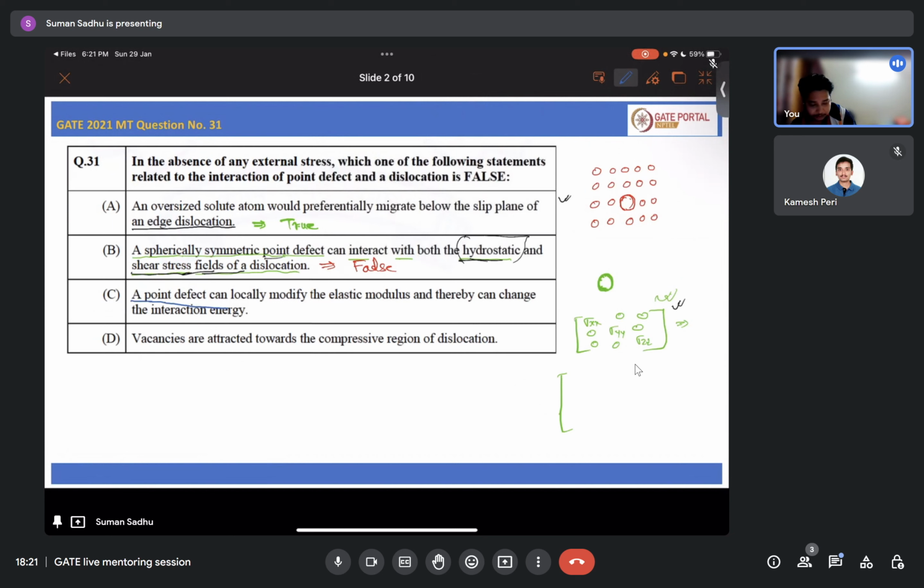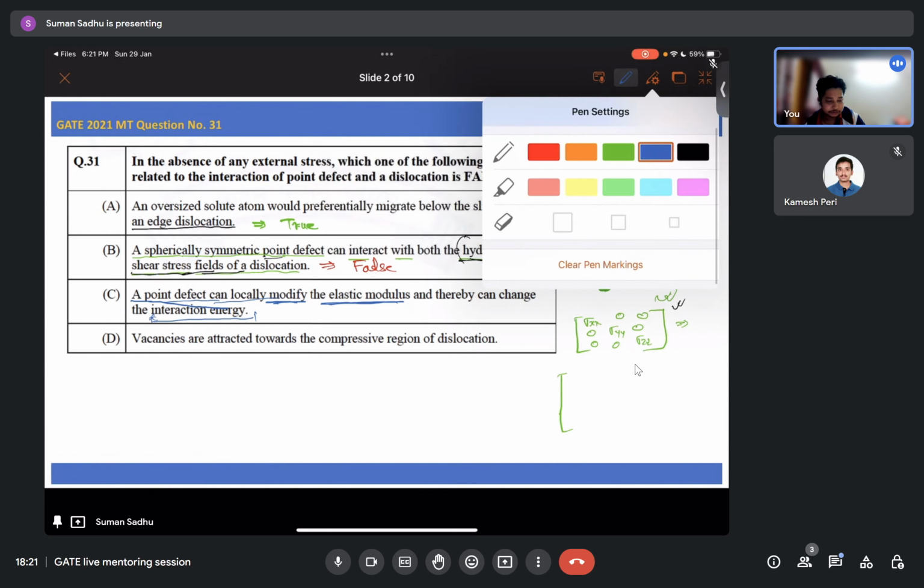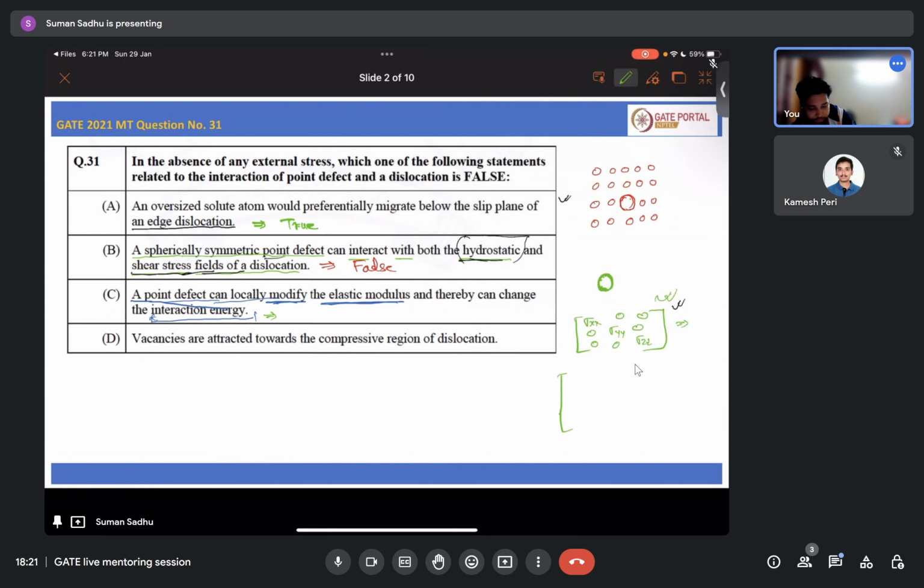Basically, any point defect or any solute atom can locally modify the elastic modulus, and as the elastic modulus is getting modified, the interaction with the dislocations is also changing. That interaction energy is also getting changed. So this statement is true. Understood?